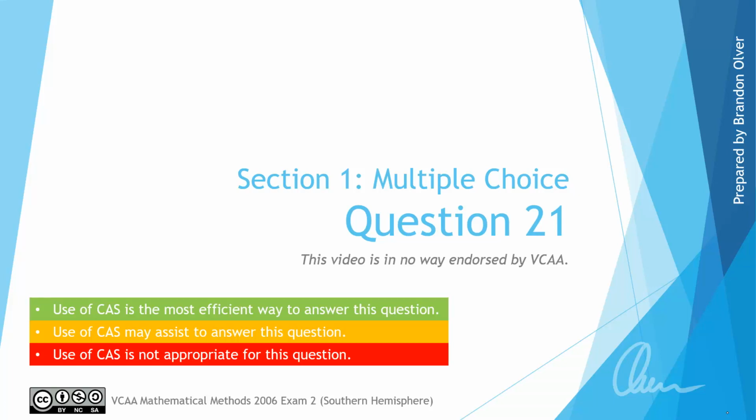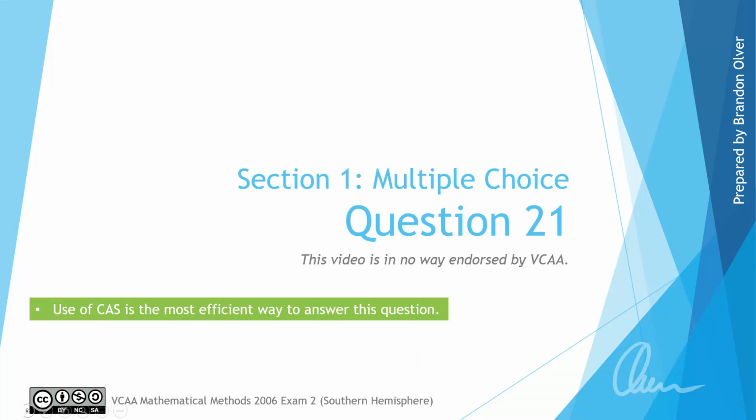Welcome to multiple choice question 21 of the 2006 Mathematical Methods Exam 2. In this video we will be looking at the solution for this question. A reminder that this video is in no way endorsed by VCAA. And before we move on, I'd just like to point out that the use of a CAS calculator is the most efficient way to answer this question. In fact, it's the only way that we can answer this question.